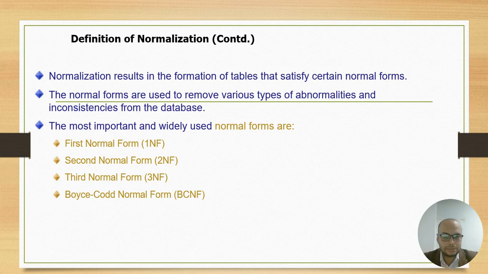Like last time I discussed, what do you mean by normalization? Once we have a complex table structure, we want to break it down into simple table structures, right? That is called normalization. Now in today's session we are going to see the types of normalization and explain each of them one by one. The most important and widely used normal forms are first normal form, second normal form, third normal form, and Boyce-Codd normal form, that is called BCNF. BCNF stands for Boyce-Codd normal form. So let's see one by one.